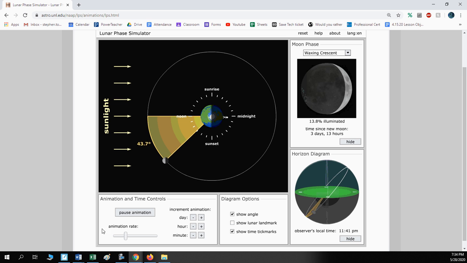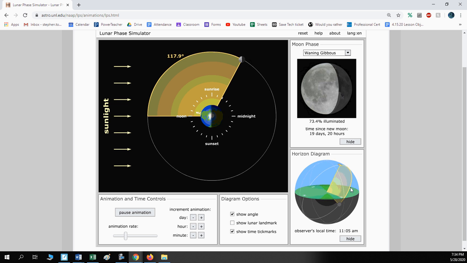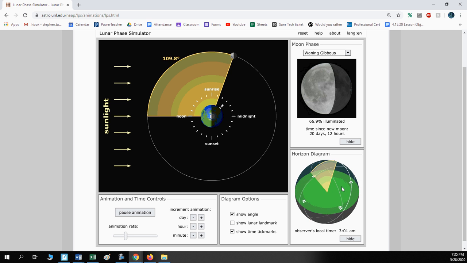Let's switch this to a waning moon because that's the next question. We're going to see if the moon is trailing, behind the sun, or ahead of the sun. You can see that right there.